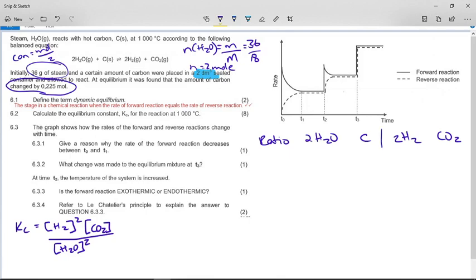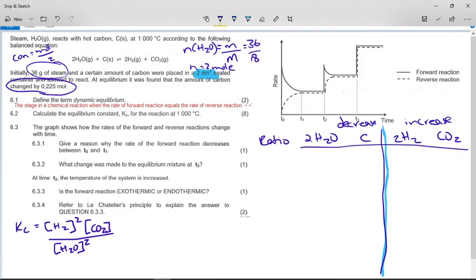Now I always like to make it very clear which ones are the reactants and which ones are the products. So we should make sure that we've got a good dividing line between the reactants and the products, because these will decrease and these will increase. So when we get to the change, we have to be paying close attention.